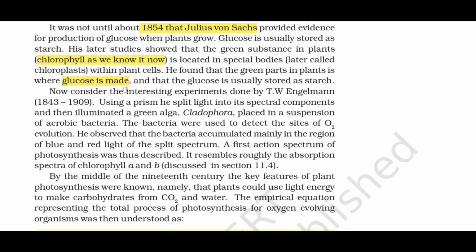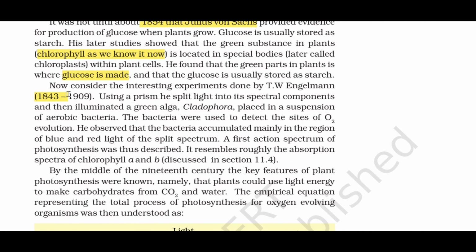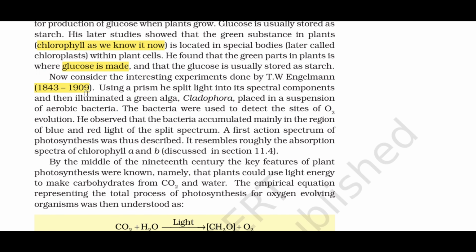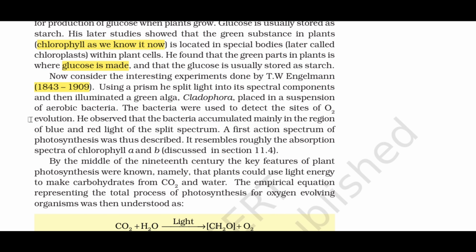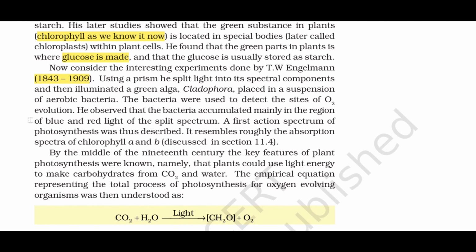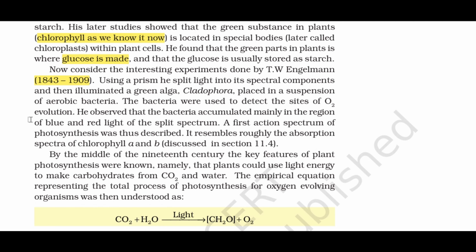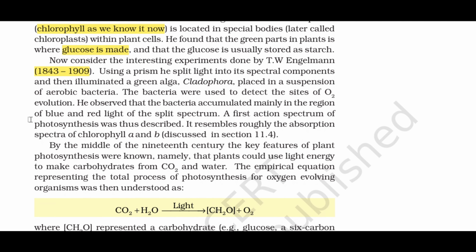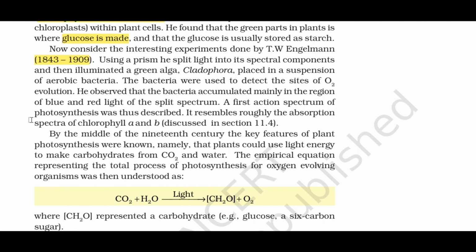Now consider the interesting experiments done by T. W. Engelmann, 1843–1909. Using a prism he split light into its spectral components and then illuminated a green alga, Cladophora, placed in a suspension of aerobic bacteria. The bacteria were used to detect the sites of O2 evolution. He observed that the bacteria accumulated mainly in the region of blue and red light of the split spectrum. A first action spectrum of photosynthesis was thus described. It resembles roughly the absorption spectra of chlorophyll a and b, discussed in section 11.4.